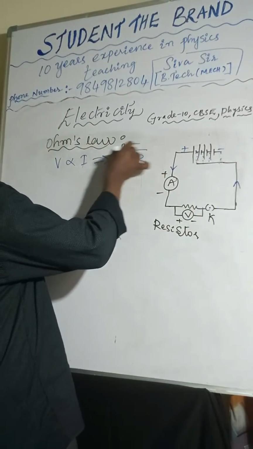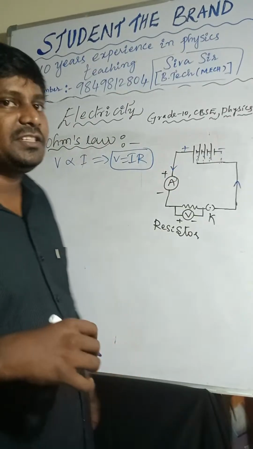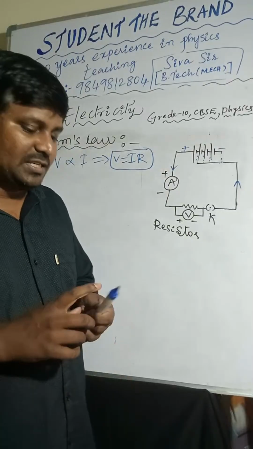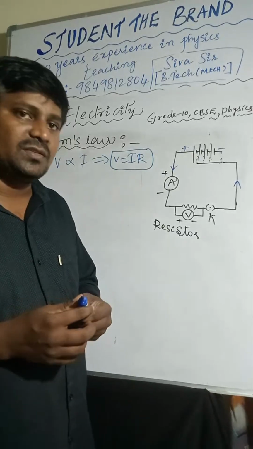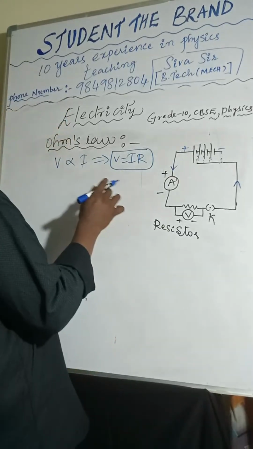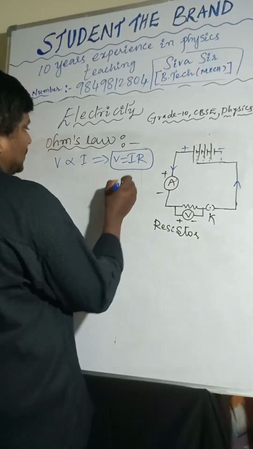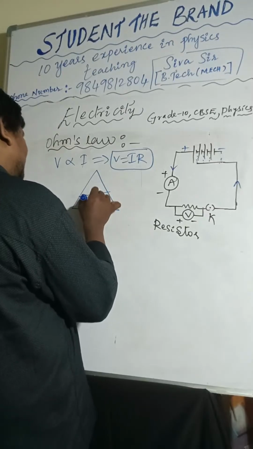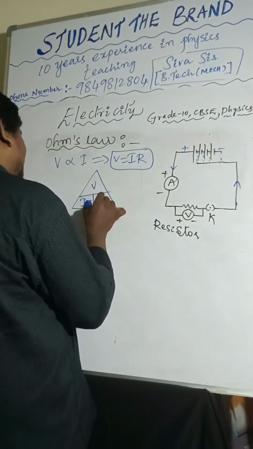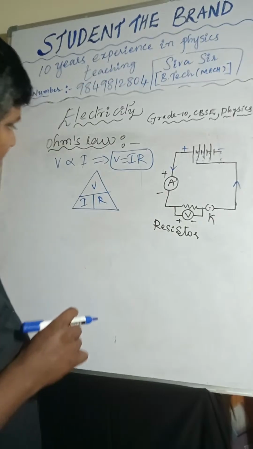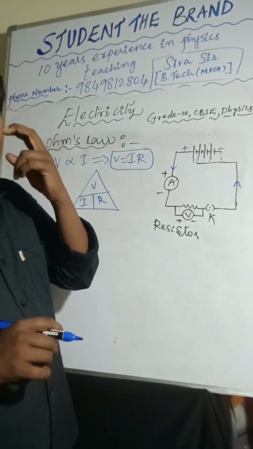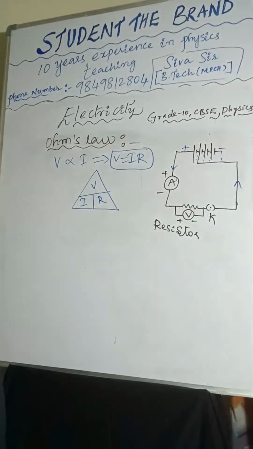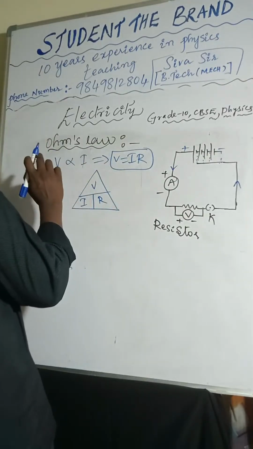It gives the definition of resistance. So V equals IR, V is directly proportional to I.